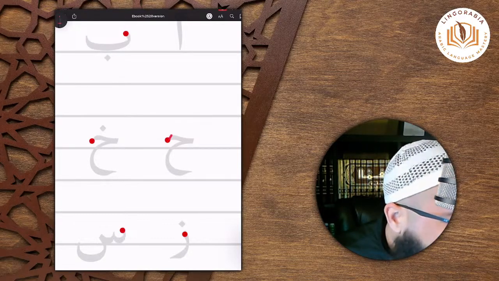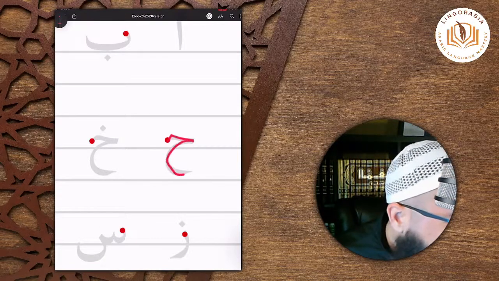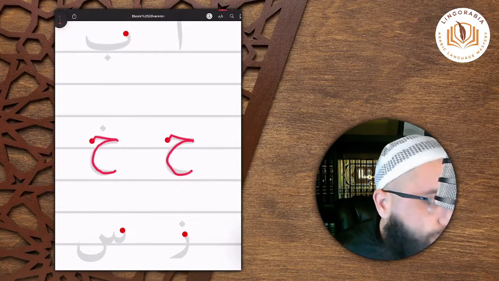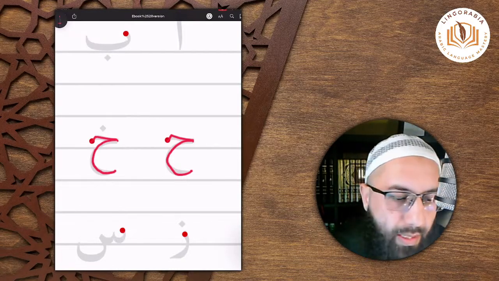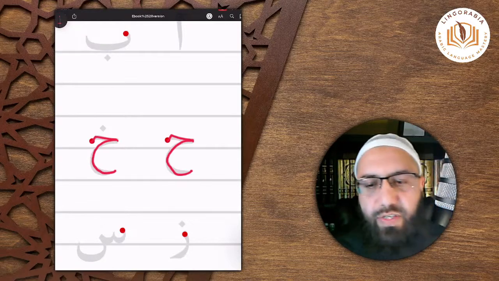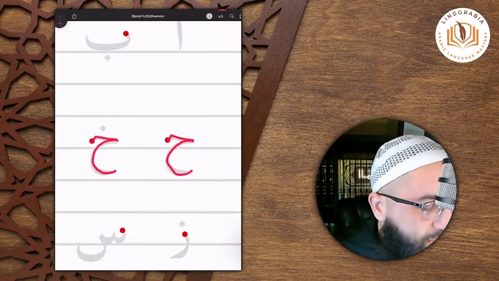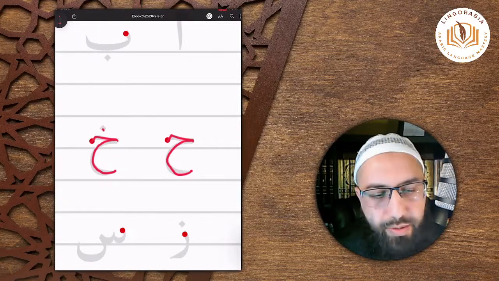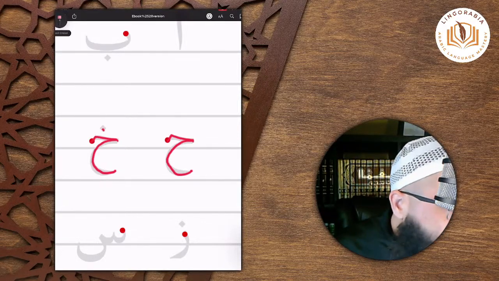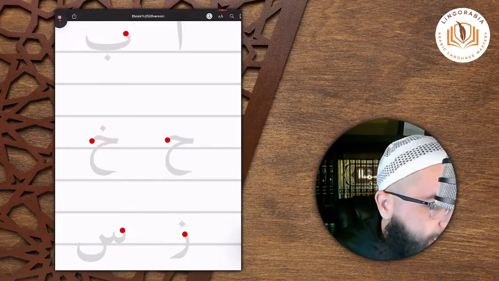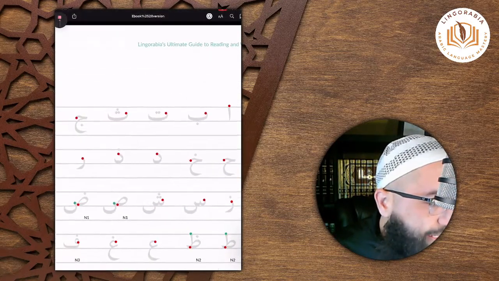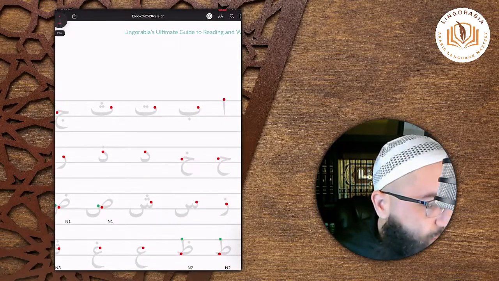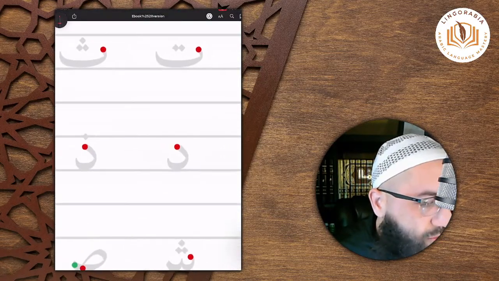Okay, so you go up and you go sidewards and then you go round. Okay, so all these letters, they have similar shape. The only thing that differs between them, what differentiates them, is the dot. Okay, so these are the writings of the jim and the ha and the kha. Okay, I think this is clear. So let's carry on to the dal.